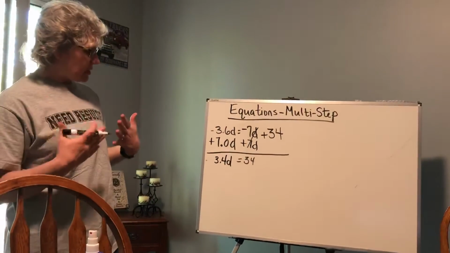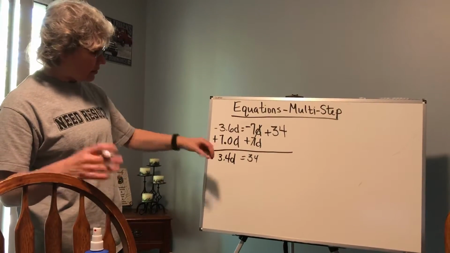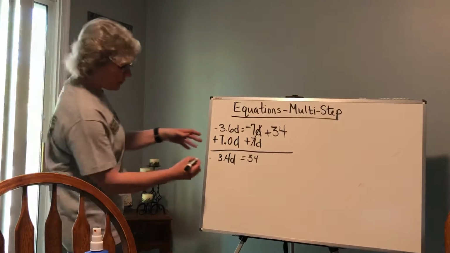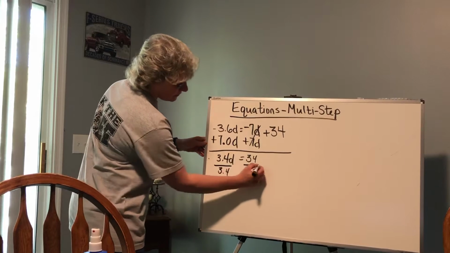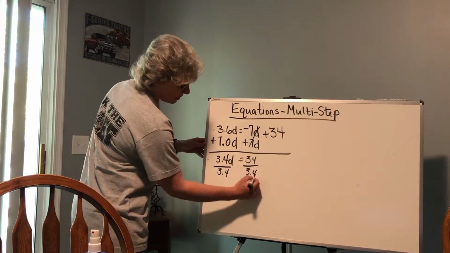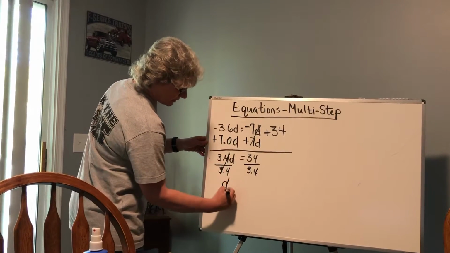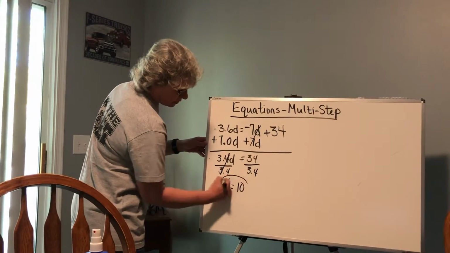Leaving us now with that one-step equation, but we've gotten the d's together so we can start solving the rest of our problem. And because it's a multiplication problem, we're going to use that division bar, divide each side by 3.4, isolate that d, and d does equal 10.